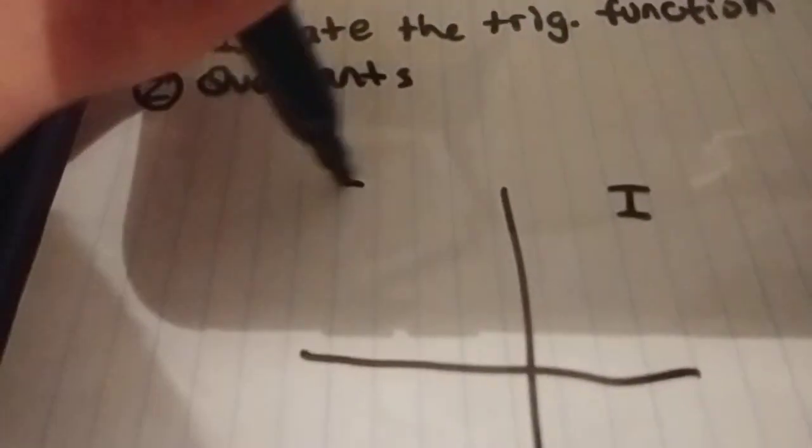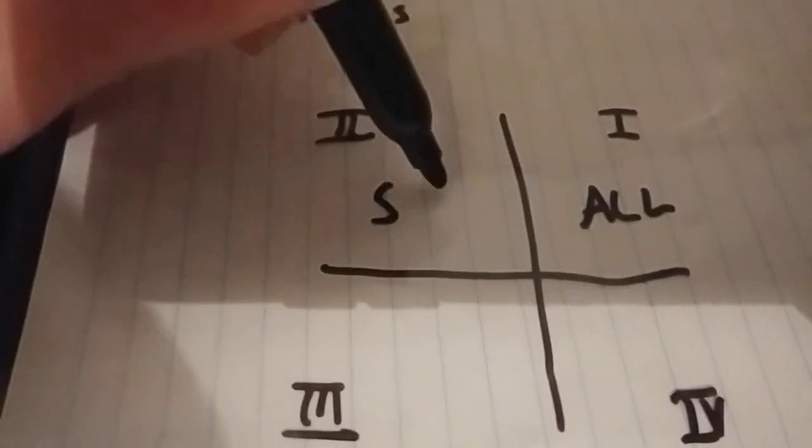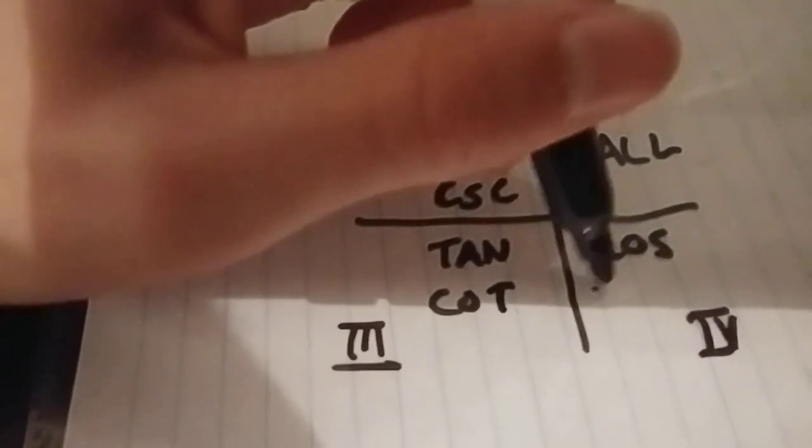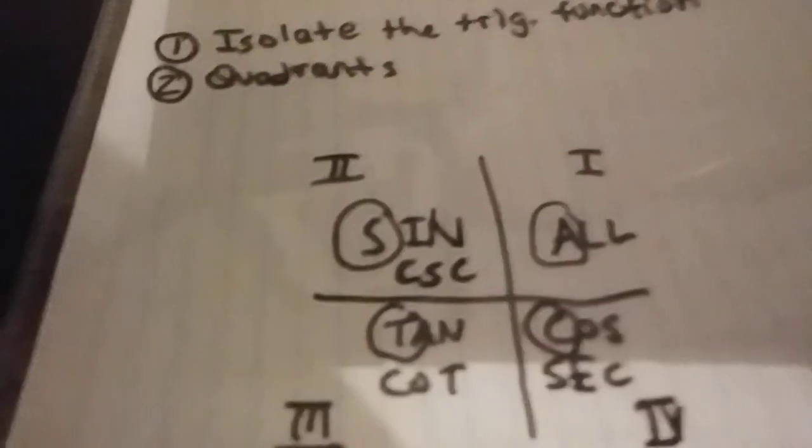I'll go over it real quick. If this is quadrant 1, this is 2, 3, and this is 4. Here, all are positive. Here, sine and cosecant are positive. Here, tangent and cotangent are positive. And here, cosine and secant are positive. Where they're not positive, they're negative. So, for example, in this quadrant, tangent, cotangent, cosine and secant are negative. You can remember that by All Students Take Calculus, ASTC. Just remember that the reciprocal is also positive there.